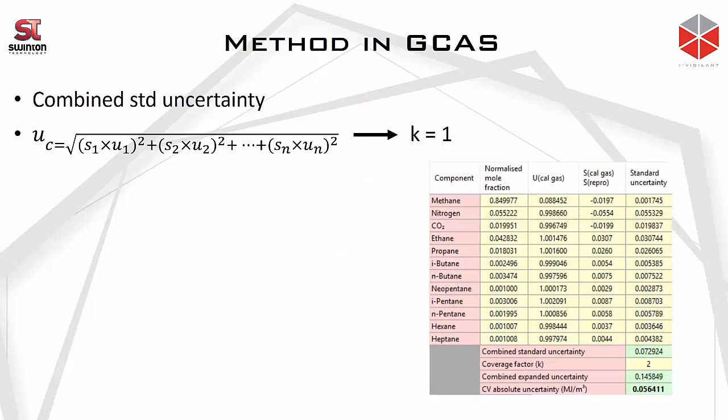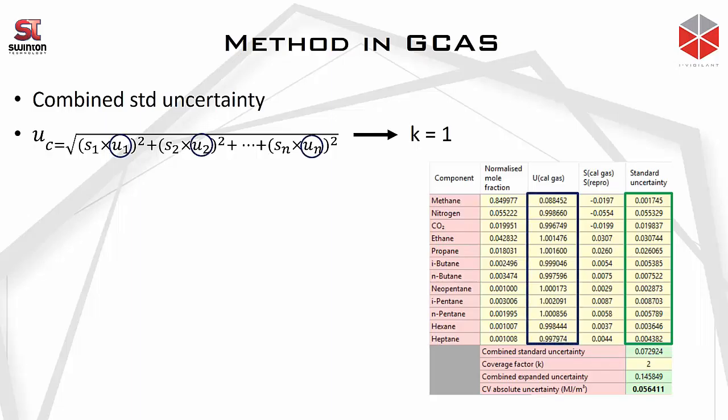And the combined standard uncertainty is basically the root sum square of all the individual standard uncertainties. So what we do here is combine them all: we take the individual uncertainty of the calibration gas, and then the individual sensitivity of each component, and then root sum square it. The root sum square we get is basically the combined standard uncertainty of that particular calibration gas.